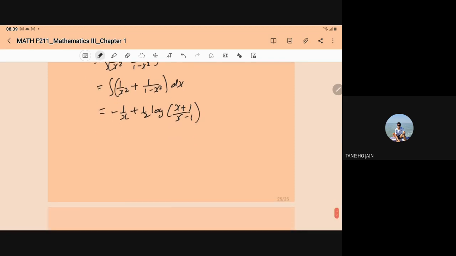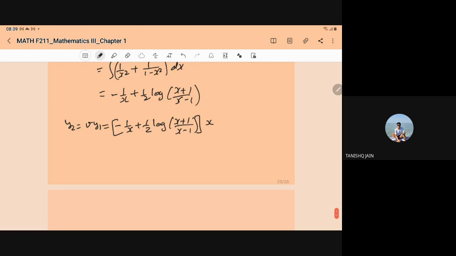So what is y2? y2 is equal to v y1. So it will come minus 1 upon x plus 1 by 2 log of x plus 1 upon x minus 1, into x. So this x and this x cancel out, so it will give you x by 2 log of x plus 1 upon x minus 1 minus 1, that is your y2.